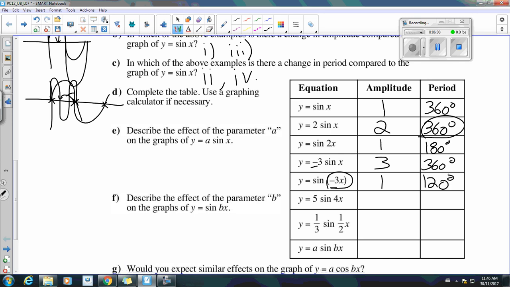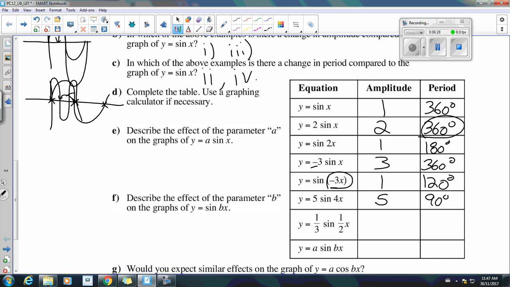So our period would be 120 degrees. If you need to graph that and see it, that's fine too. 5 sine 4x has an amplitude of 5. We're now going to repeat in 1/4 of the time. Well, 1/4 of 360 is 90 degrees.